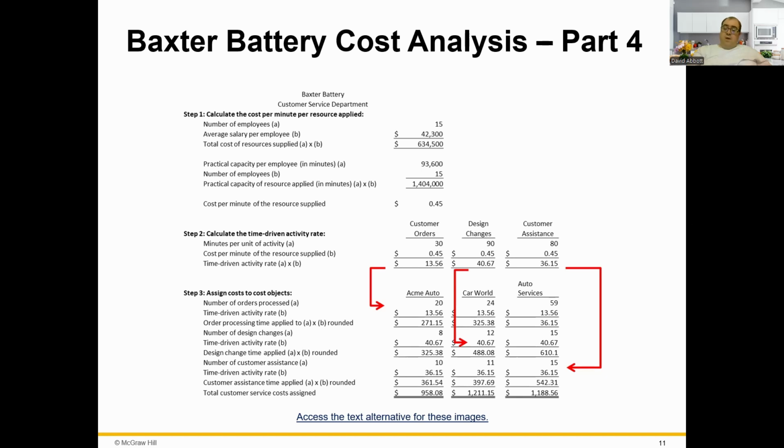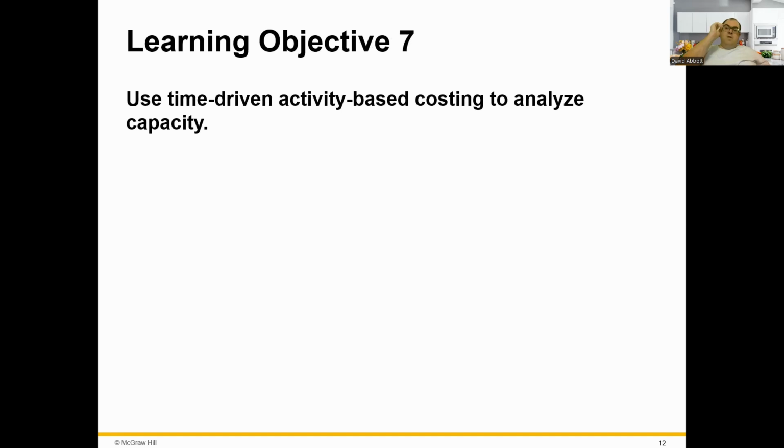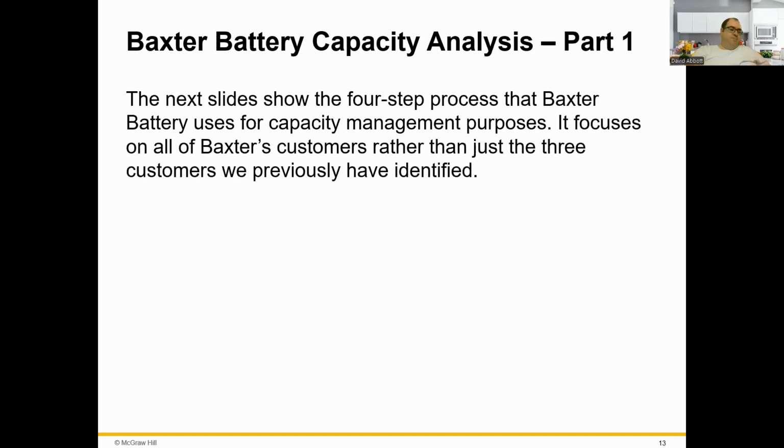So we add up those 3 numbers, $271.15, $325.38, and $361.54, and we get $958.08. We can do that for each company. We can do that for Car World, and for Auto Services. The total cost of providing customer service for Car World is $1,211.15. For Auto Services it is $1,188.56.